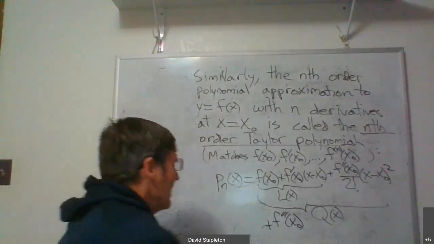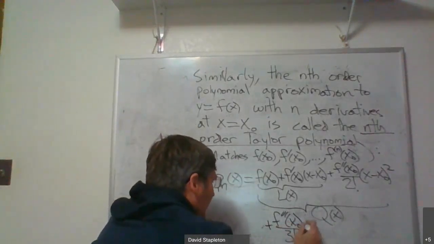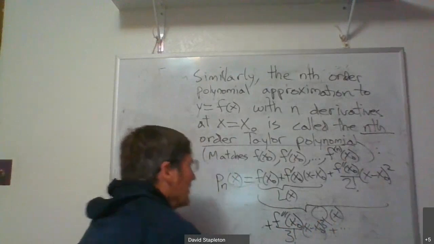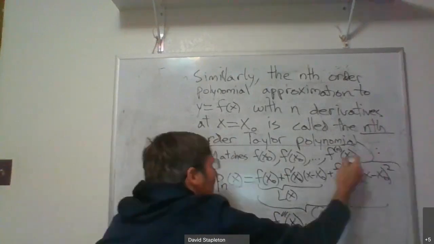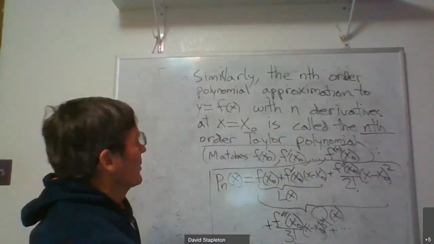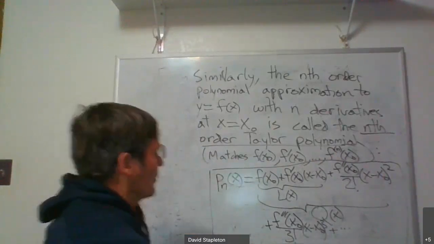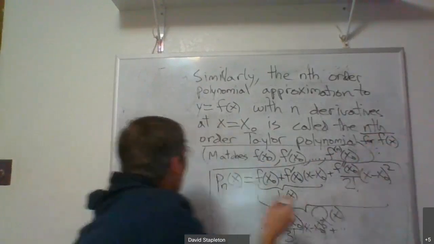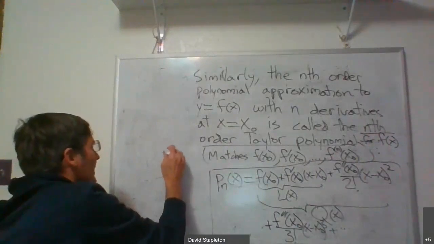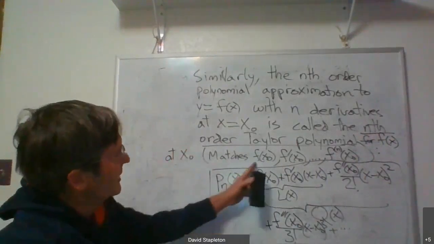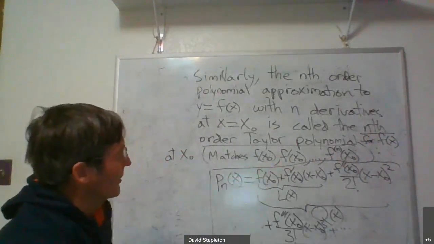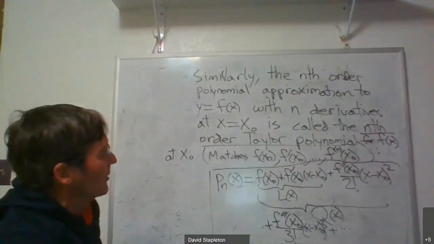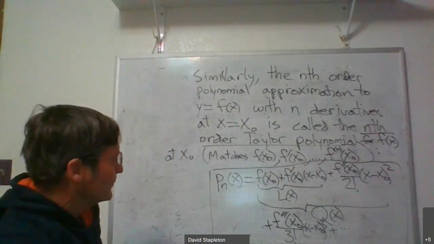But that's its definition. And we take f triple prime over 3 factorial times x minus x0, cubed, plus so on and so forth. You can see the pattern now, right? This is how we define the nth order Taylor polynomial for a function f of x at a point x equals x0. It matches f and its first n derivatives. When you take the derivatives of this polynomial, it has the same derivatives and same value at x0 that the original function f of x had.